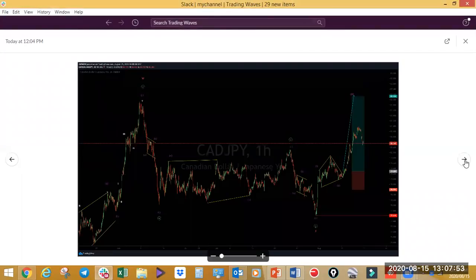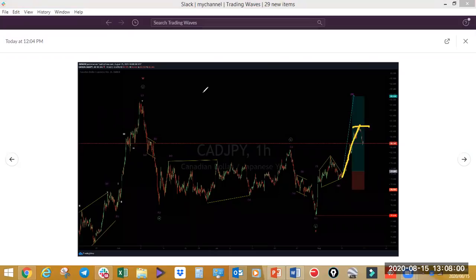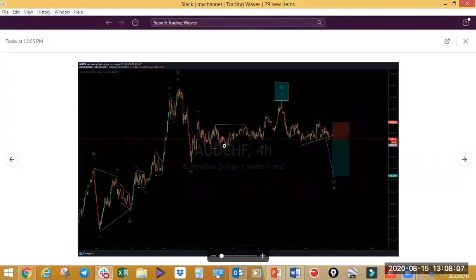Right, so that is how CADJPY has played out. It's not done yet. We're only just about here. It's quite a couple of 100 pips to the upside, and that is how this is playing out. And this is all the analysis that we did in the last week, and this is how this is playing out. This is now AUDCHF.